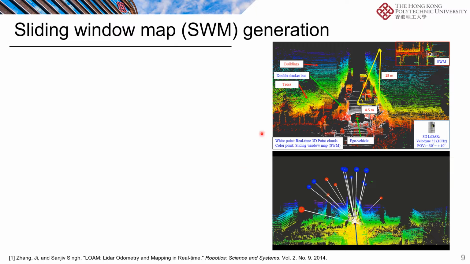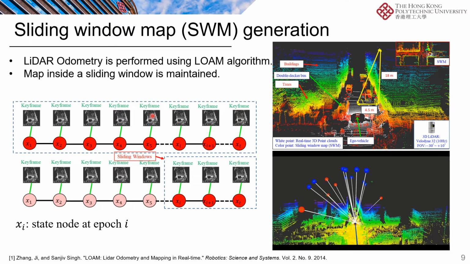On this page, I introduce how we generate the map. We call it the sliding window map. You can see here, the white points represent the real-time point cloud. The colored ones represent the accumulated, generated map. Here is the scan. Here is the state of the receiver.